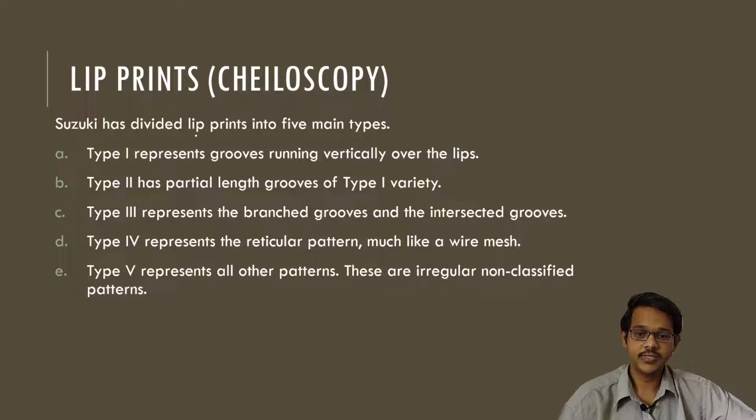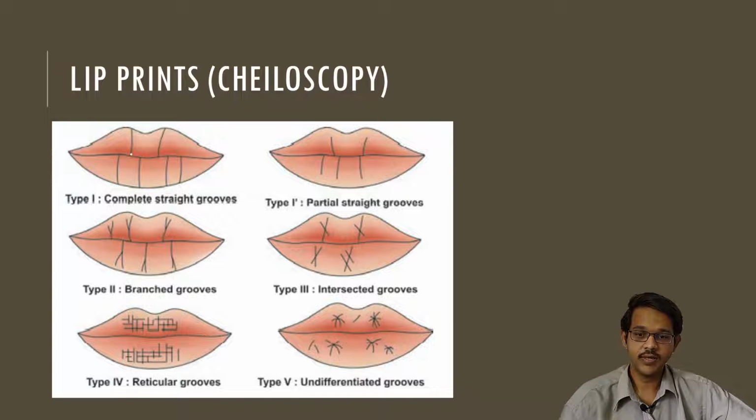Suzuki has divided lip prints into 5 main types. Type 1 represents grooves running vertically over the lips. Type 2 is the partial length grooves of the type 1 variety. Type 3 represents branched and intersected grooves. Type 4 represents the reticular pattern, much like a wire mesh, and type 5 represents all other patterns that are irregular and non-classified.